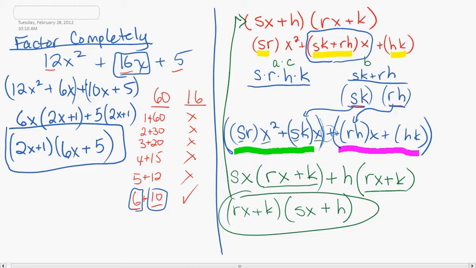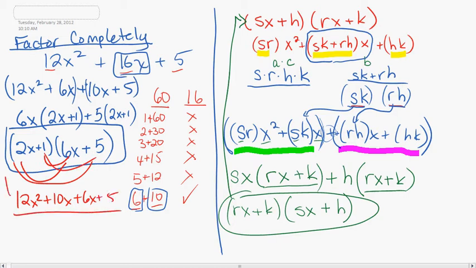How do I know it worked? Well, let's redistribute to make sure: 12x squared plus 10x plus 6x plus 5. Notice how similar that looks to what we had up here. The grouping's a little different, but it is in fact the same.